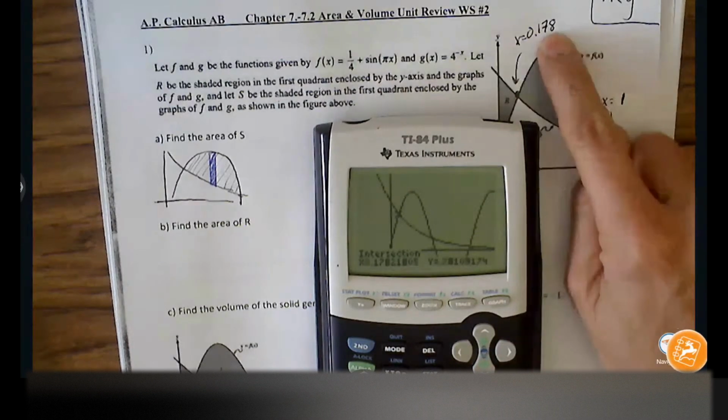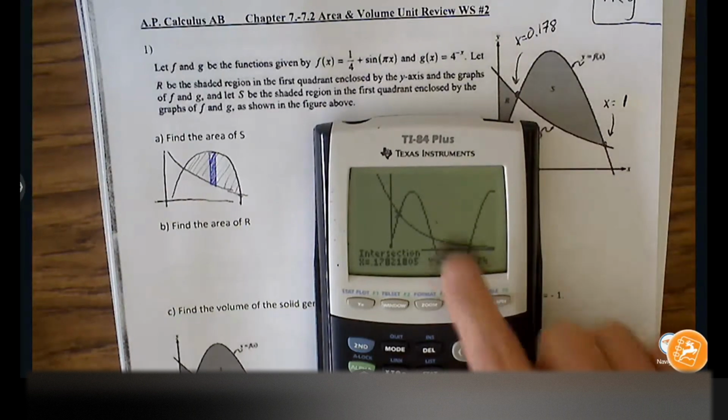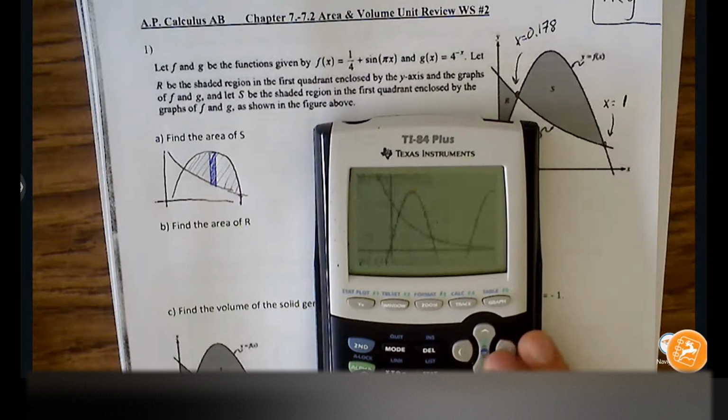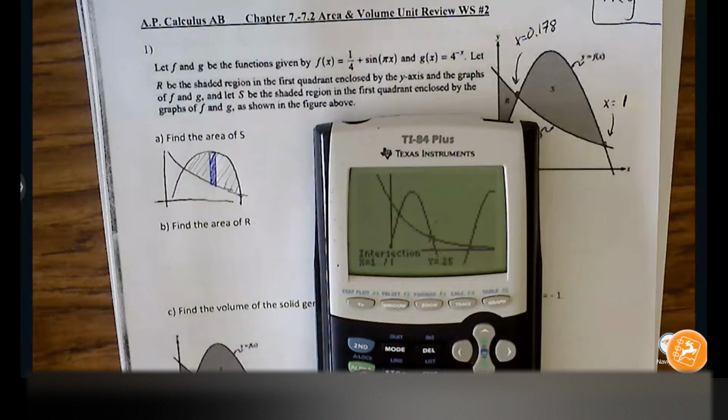0.178. Okay, so I found that before here. The other intersection here, second trace, intersect, scroll over to enter, enter. So we're looking for X values here, so 1.